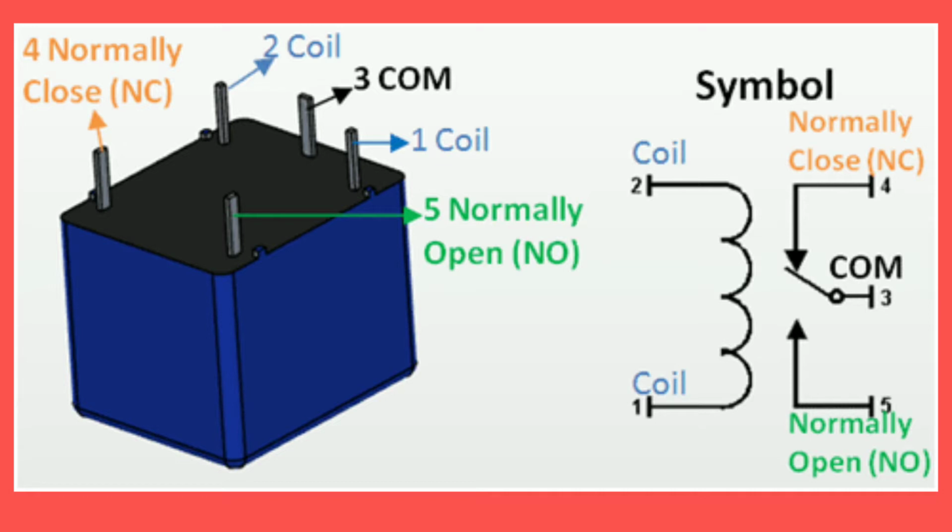In this video, we are going to discuss relay. What is a relay, how does the relay work, and what is the actual phenomenon happening inside the relay? So first of all, as you can see in the image, there are 5 terminals of the relay, out of which first and second are the terminals of the coil, third one is the common terminal, fourth is the normally closed terminal, and fifth is the normally open terminal.